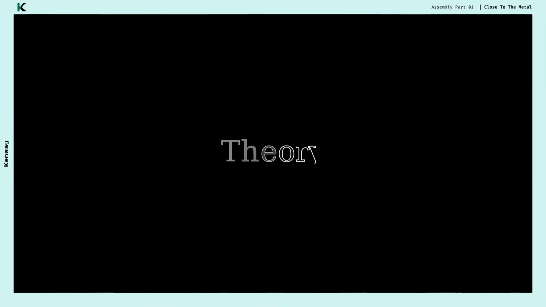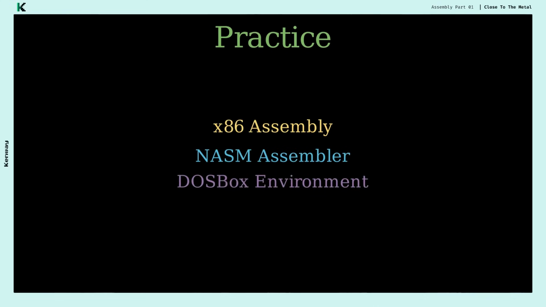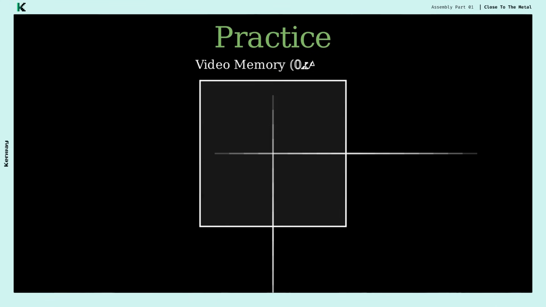So today we aren't just talking theory. We're going to use x86 assembly, the NASM assembler, and the DOSBox environment, because it's the easiest way to access the video memory to draw our first pixel.